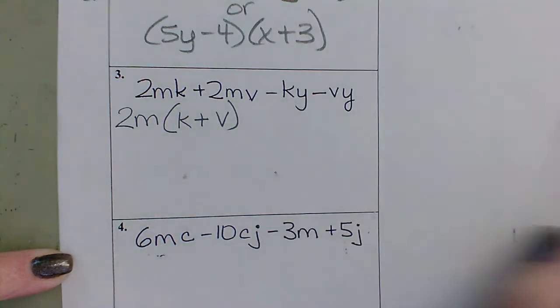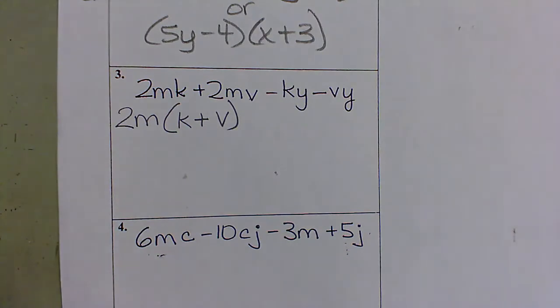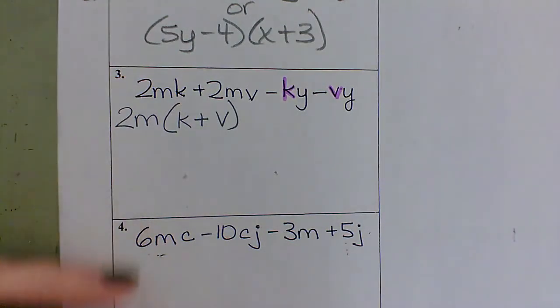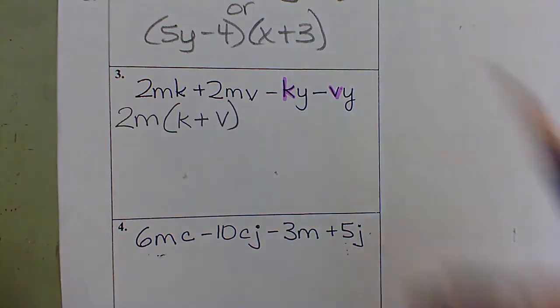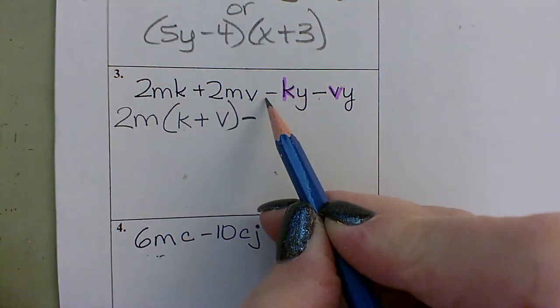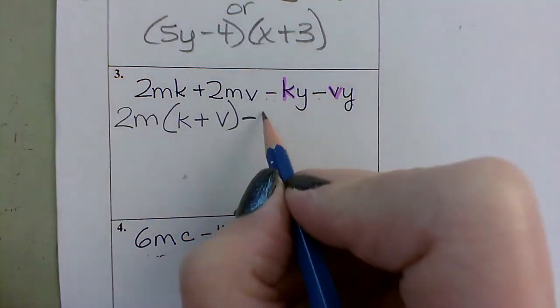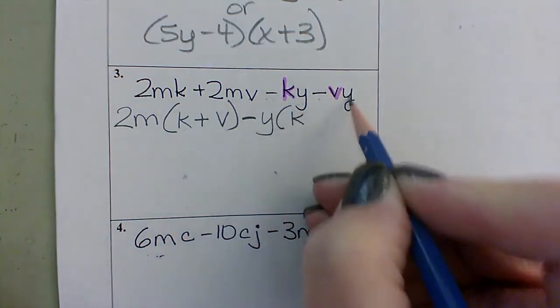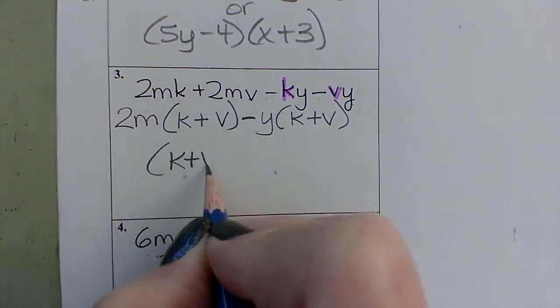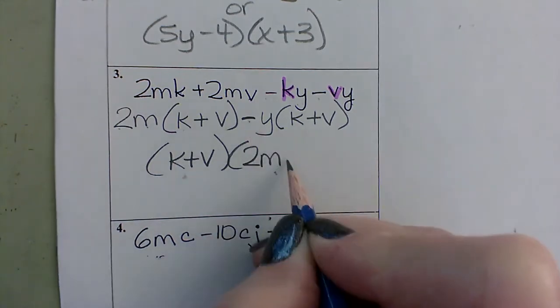So far, so good? So I want to end up with just the K and the V. Everything else is what I need to remove, right? It's a positive K and a positive V. I've got a negative, negative. That means I need to remove that negative, and I also need to remove the Y. That leaves me with the K plus the V. And then my final step, write my 2 binomials. K plus V, 2M minus Y.